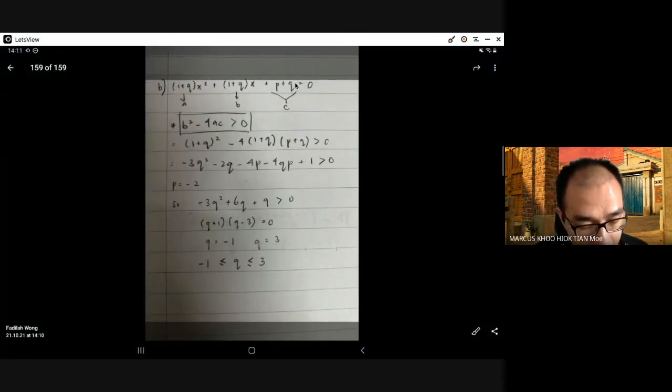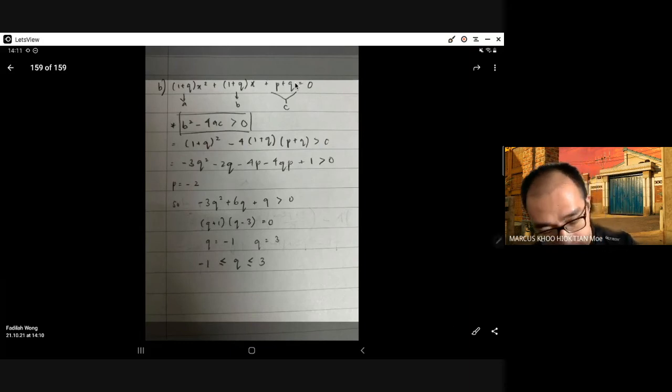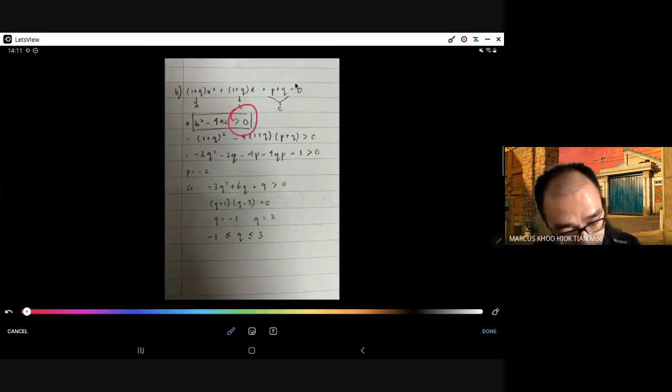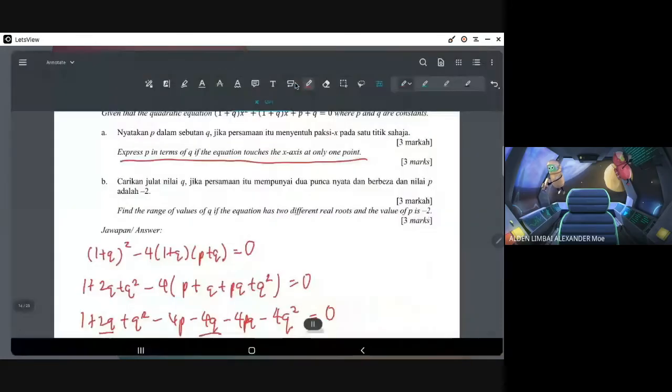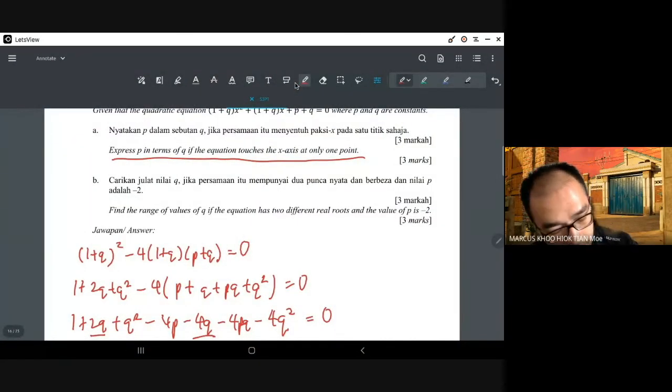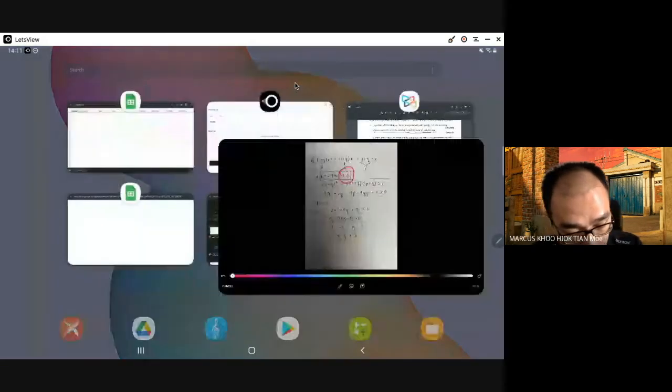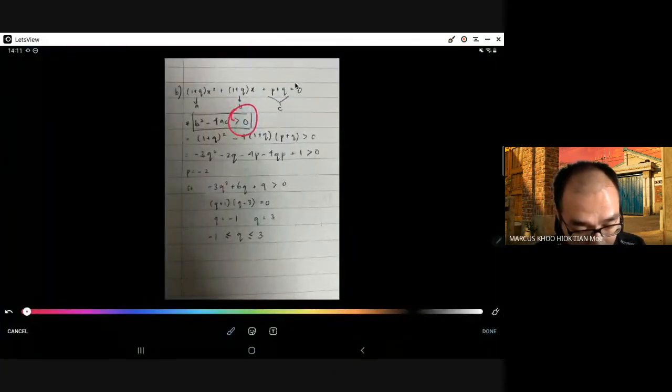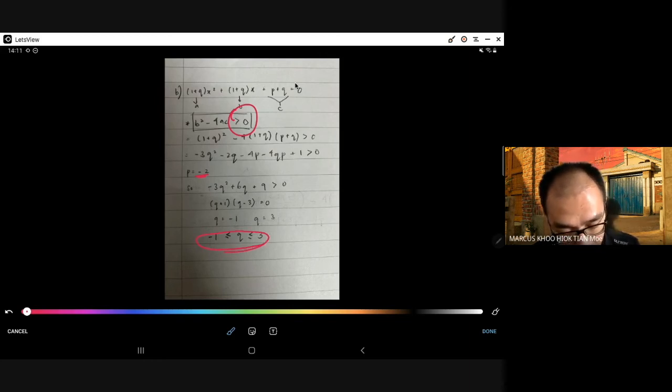Okay, same thing that's happening here. Can somebody explain why this is more than 0? Because it has 2 real and different roots. Okay, and the value of p is negative 2. So you're doing the same thing except that you're substituting the value of this one. I don't think this answer is correct. Oh, this answer is correct. Okay, fine. It is correct.